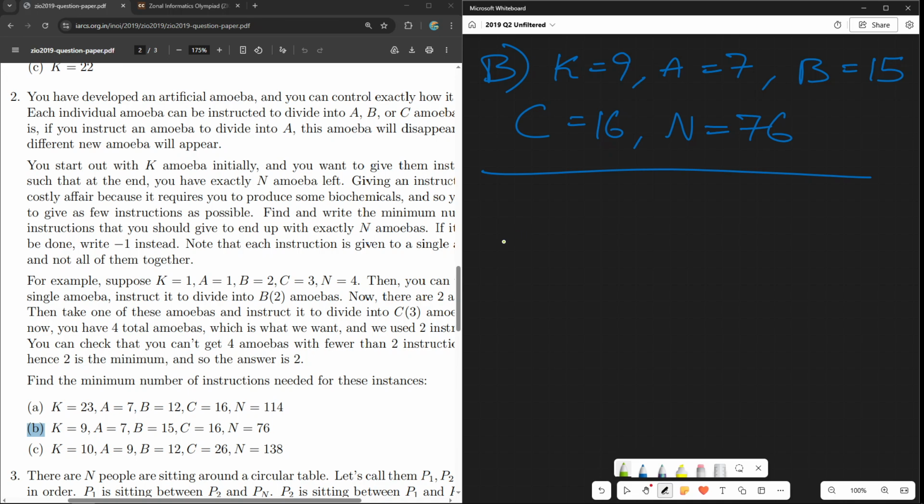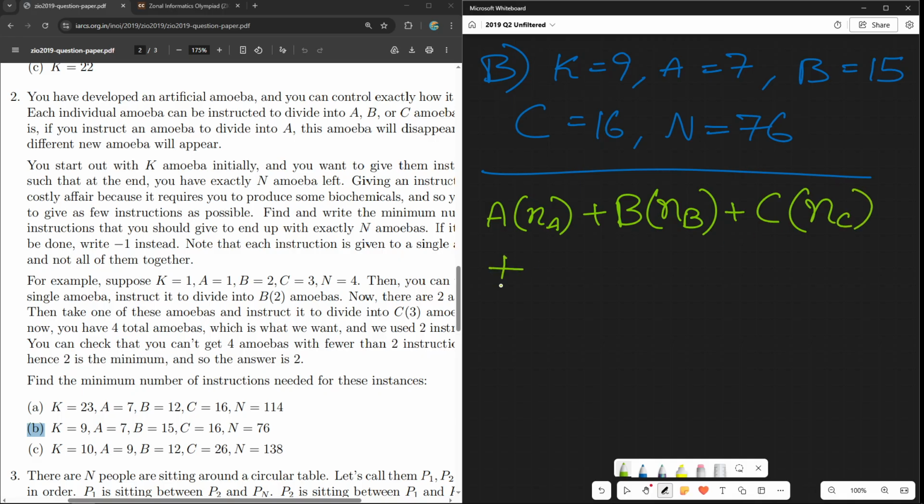What I'm thinking is, we have to do it in such a manner that A into the number of bacteria you are taking from K for A. So that will be, let's say, A times n of A plus B times n of B, that is the number of bacteria you are taking from K to make the C times n of C, plus what we are doing is subtracting n of A, n of B and n of C from K, minus n of A plus n of B plus n of C.